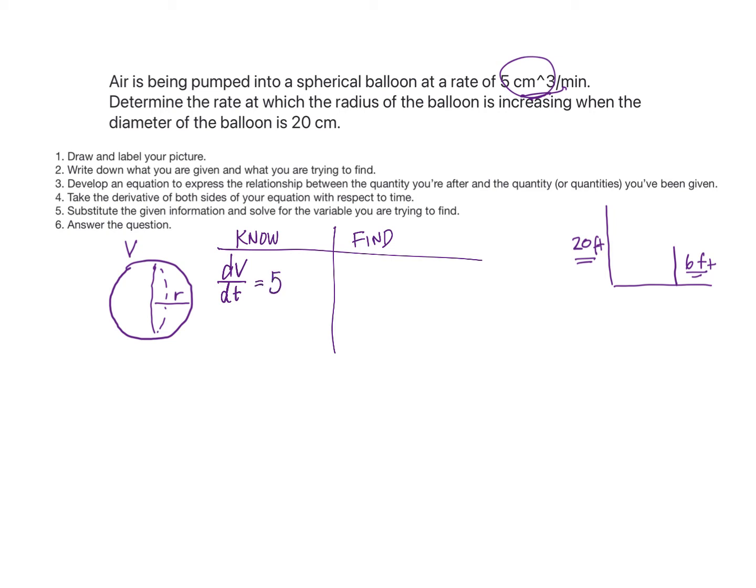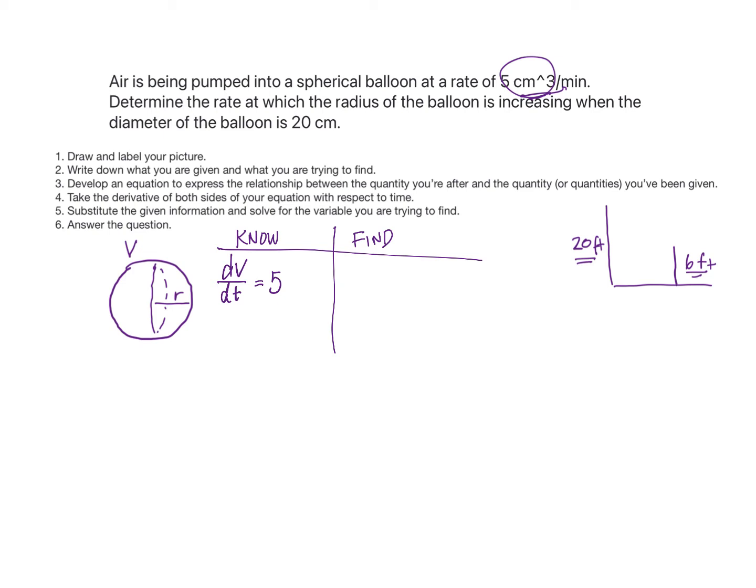Right? And it's increasing, and that's why we know it's positive 5. If it said that the air in the balloon is decreasing at a rate of 5 centimeters cubed per minute, then you would put a negative in front of the 5. All right, and do we know anything else? We don't know anything else.